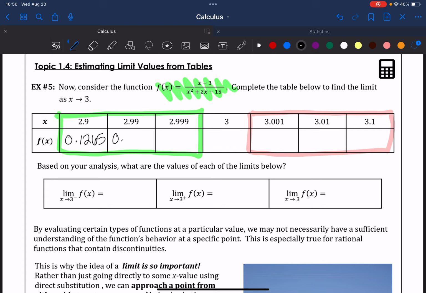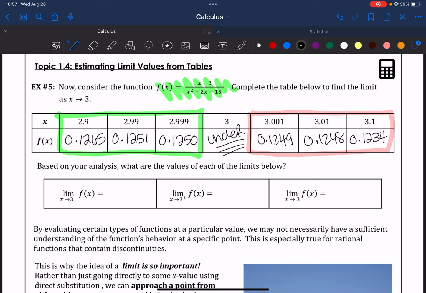0.1265, 0.1251, 0.1250, and then undefined. This is very important because if you were to plug in 3 into our function, the reason why we can't just do this in the first place is you would get 0 divided by 0, which is undefined because we cannot divide by 0. And then you would get 0.1249, 0.1248, and 0.1234.